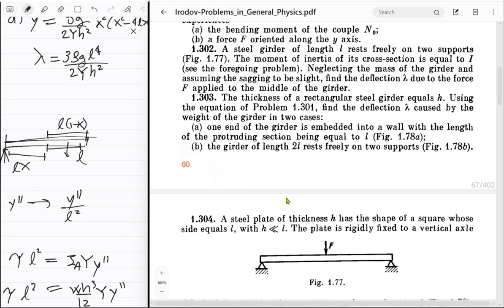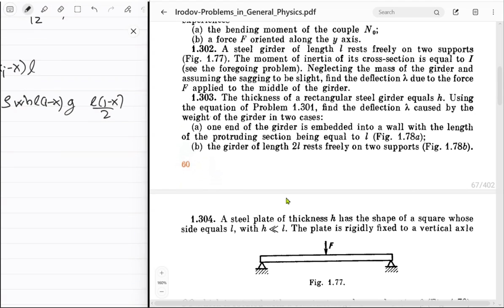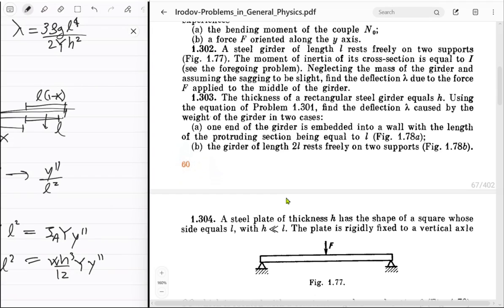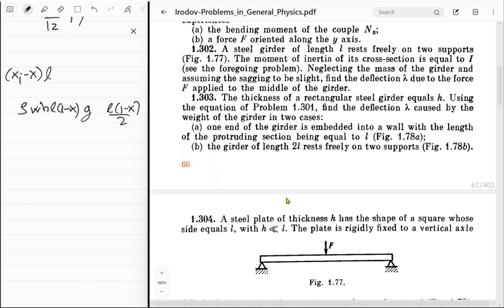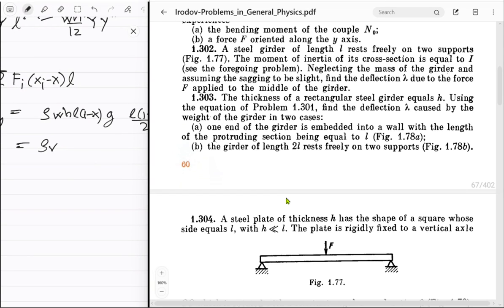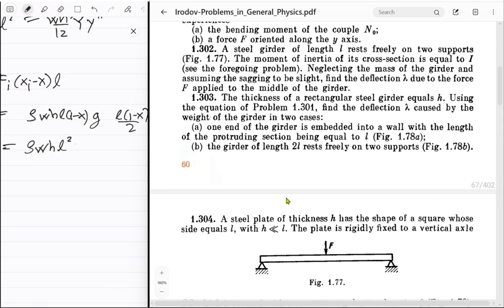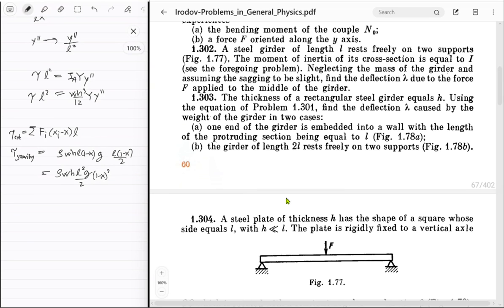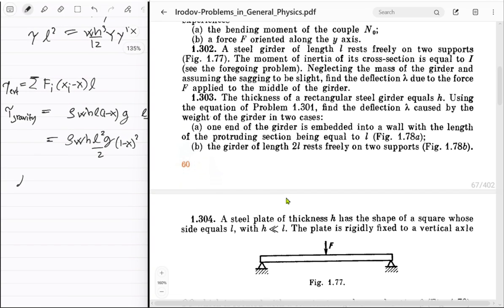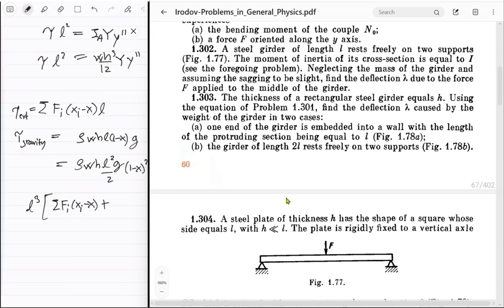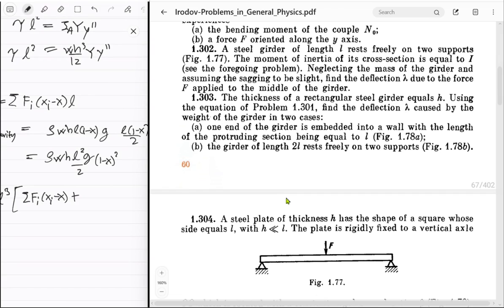Wow, it's getting complicated. I guess that's the correct thing. L times 1 minus x upon 2. Sure, what could go wrong? I don't think anything would go wrong. So this would just be equal to rho W H L squared g upon 2, and then you got 1 minus x squared. So I'm going to put that and that combined over there. We'll see what happens. It's just L cube, and then you got summation of F_i times x_i minus x plus some stuff like this, huh? Okay.